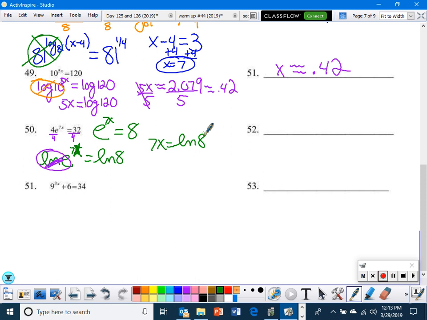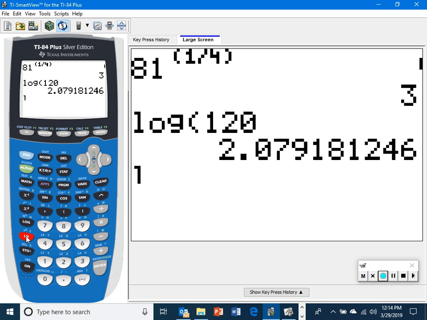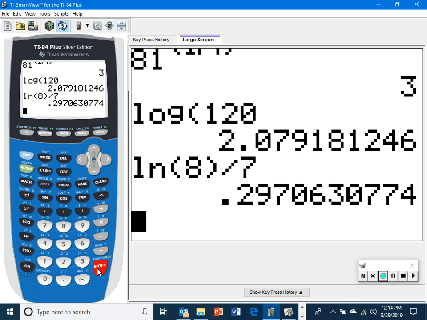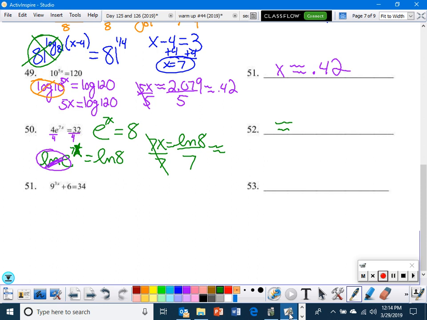Okay, so what I could do here, instead of figuring out the ln 8 as a decimal, I'm just going to go ahead and divide by 7. And so I can just type it in the calculator like this. So I can go ahead and do ln 8, make sure you close it, divide by 7. So it's about 0.297, if we round it, we could say 0.30. Again, rewatch, see what we did there. We had to get rid of the e, and to get rid of the e, we had to use the ln, natural log.